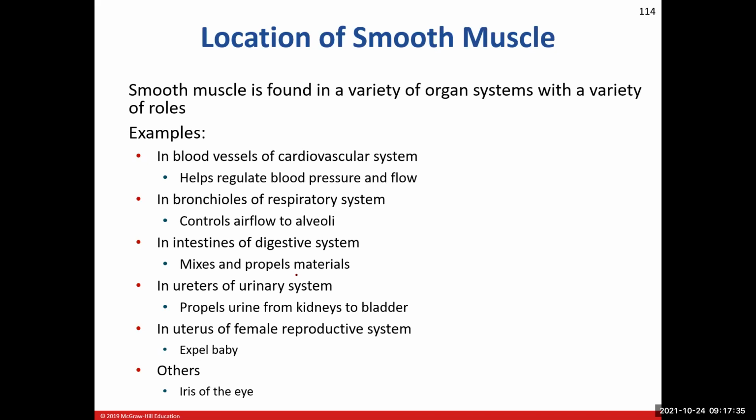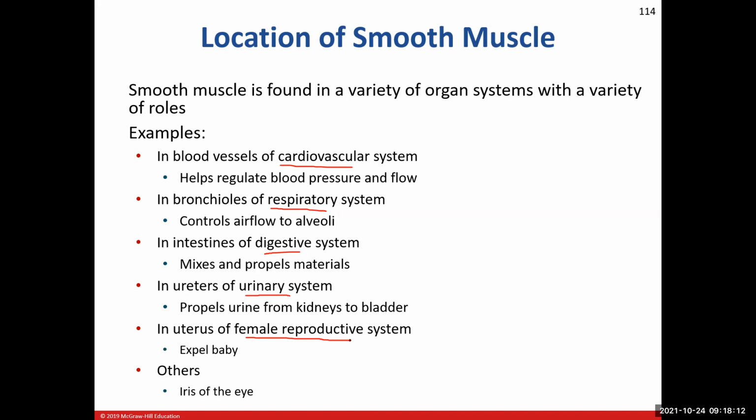Last but not least, our smooth muscle tissue. If you look here on this slide, you can see all the different places that smooth muscle is found throughout the body. Unfortunately we don't cover a lot of these systems this semester, you'll cover them in 211, but look: cardiovascular, respiratory system, digestive system, urinary system, the reproductive system and other places, you find smooth muscle. Smooth muscle is all over the place.